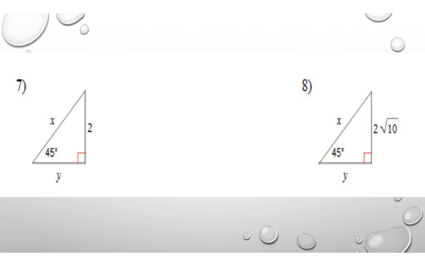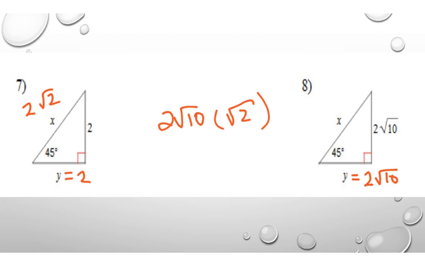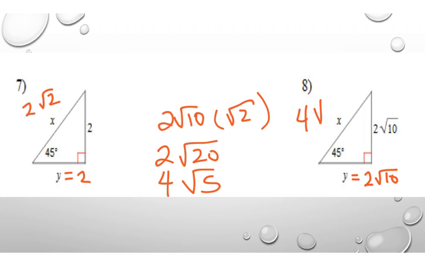And then this next one, number 7, is a 45, 45, 90. So we've got 2 on that leg. And then we do 2 times the square root of 2 for our hypotenuse. Number 8, 45, 45, 90. So make sure that you're not mixing up the two triangles. This is an isosceles. Then we're going to take 2 square root 10, and we're going to multiply by the square root of 2 to get my hypotenuse. So it's 2 square root 20. You need to simplify that radical. So it's going to be 4 square root 5 when you get all done.